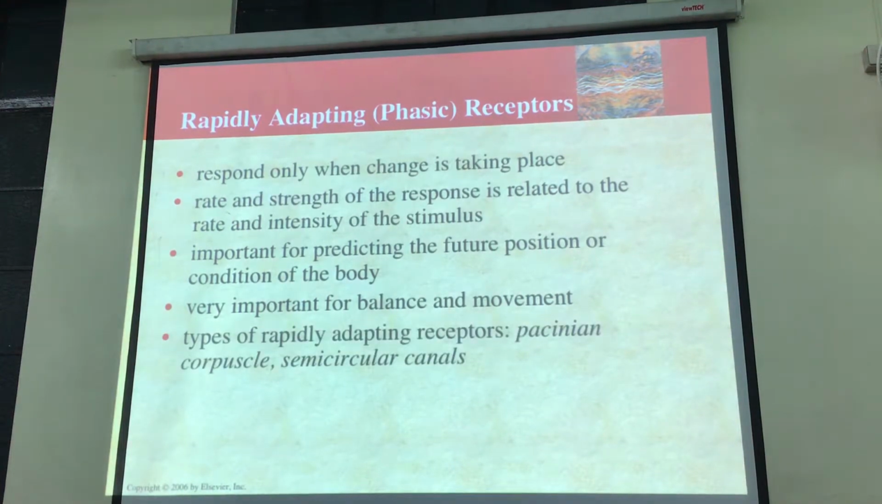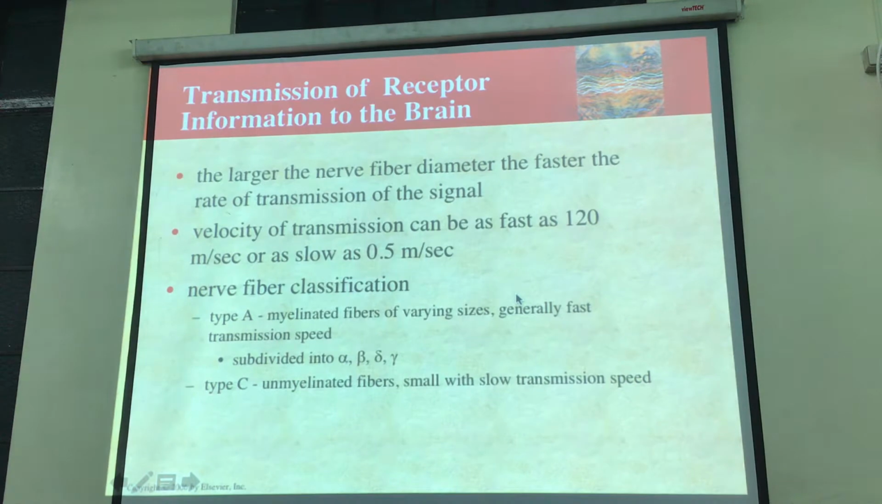An example would be when you ride on a vehicle on a zigzag road, you are able to anticipate whether you're supposed to move this way or that way to balance. So the receptors are in your Pacinian corpuscle or in your semicircular canal. Okay? So these are the rapidly adapting or phasic type of receptors.